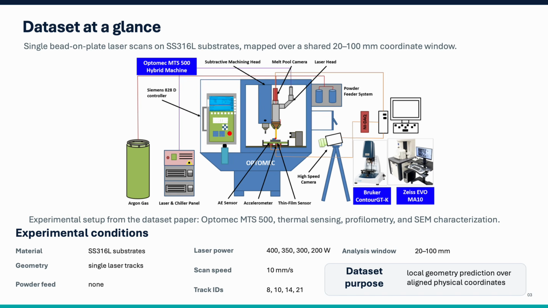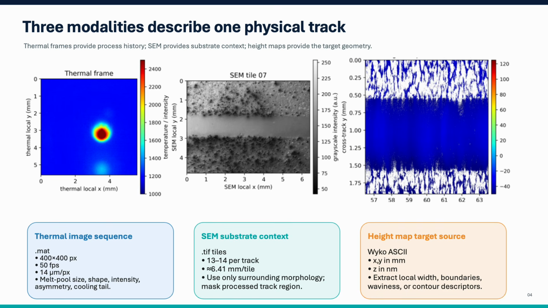With this common interval, three complementary measurement modalities describe the same physical track. The first modality is the in situ thermal image sequence. Each thermal frame contains 400 by 400 pixels, is recorded at 50 frames per second, and has a spatial resolution of approximately 14 micrometers per pixel. These frames capture the moving melt pool and its thermal neighborhood, including size, shape, temperature distribution, and the cooling tail.